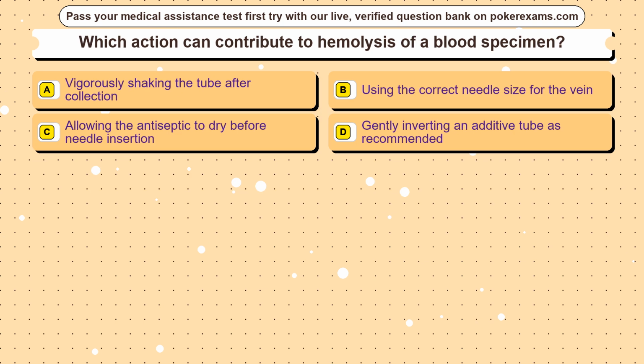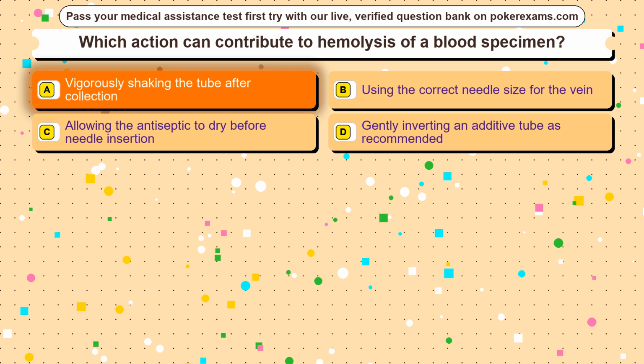Question 4. Which action can contribute to hemolysis of a blood specimen? Option A. Vigorously shaking the tube after collection. Option B. Using the correct needle size for the vein. Option C. Allowing the antiseptic to dry before needle insertion. Option D. Gently inverting an additive tube as recommended.